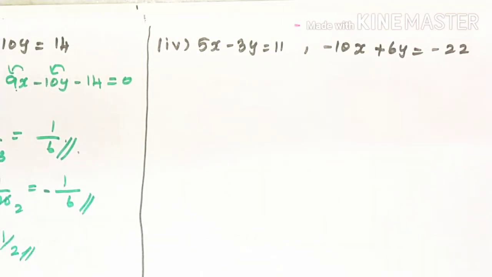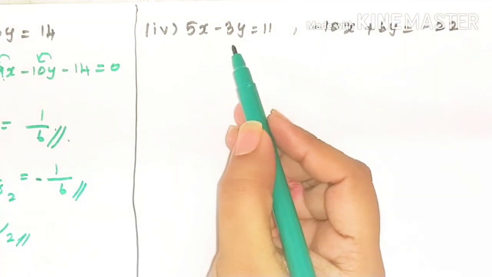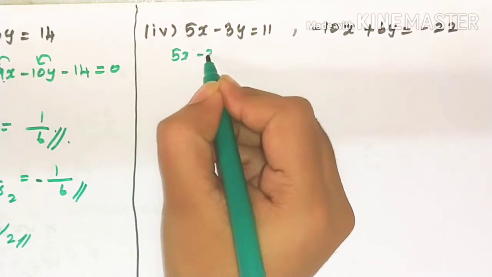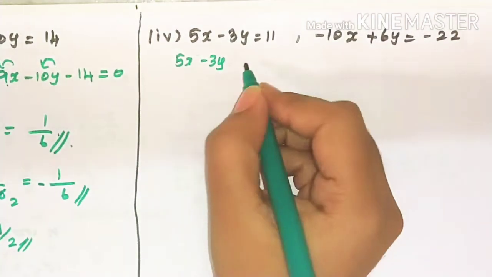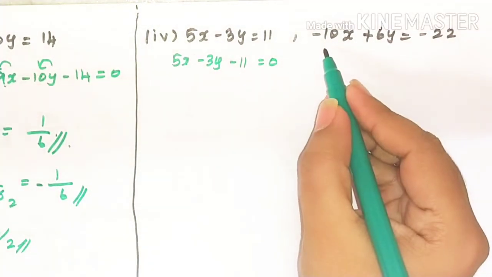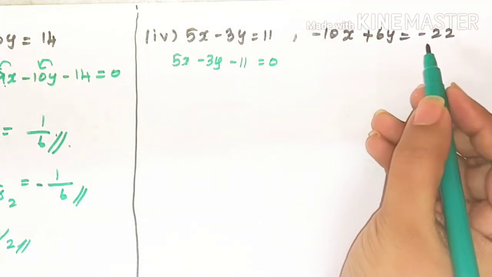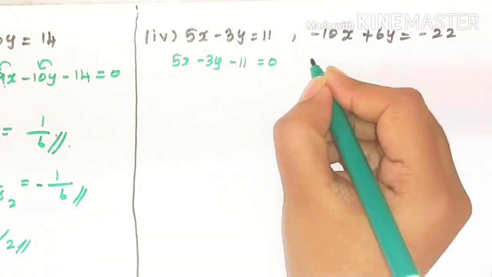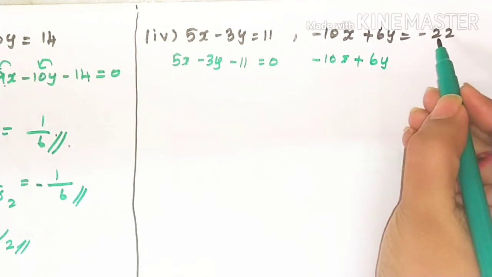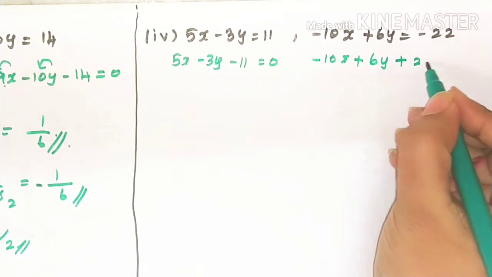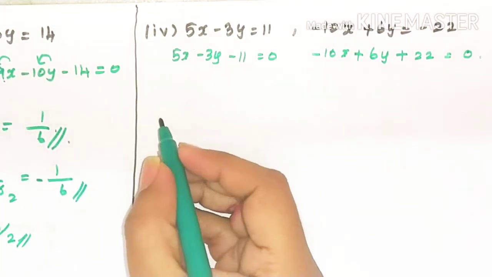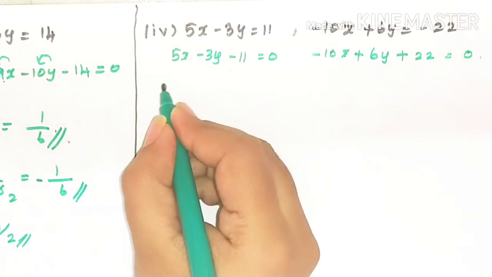Now we are going to see the fourth sum. 5x minus 3y equal to 11. We can rewrite as 5x minus 3y minus 11 equal to 0, transferring the 11. The second equation, minus 10x plus 6y equal to minus 22. We can rewrite as minus 10x plus 6y plus 22 equal to 0. So now we can find the coefficient a1 by a2.